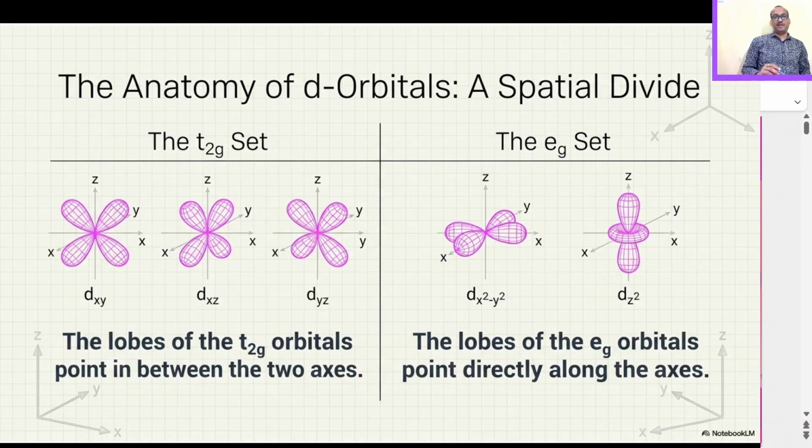And we have 5 types of d orbitals that we are talking about. One is called the T2g set and another is called the Eg set. So these are the dxy, dyz and dxz orbitals, and their lobes are in between the axes. Whereas the Eg orbitals, that is the dx square minus y square orbital and the dz square orbital, their lobes point along the axes, as you can see here, along the z axis, and along the y axis and x axis for dx square minus y square.